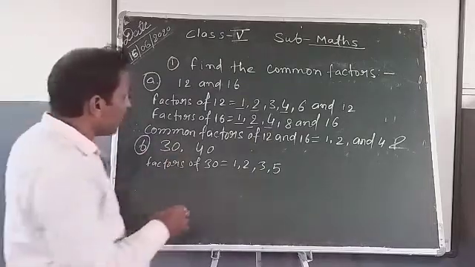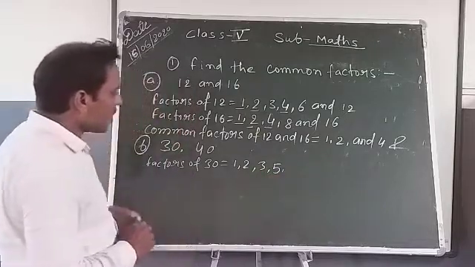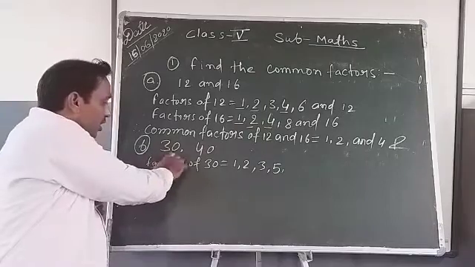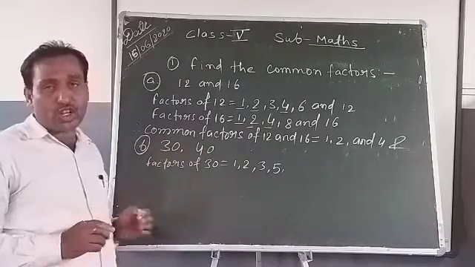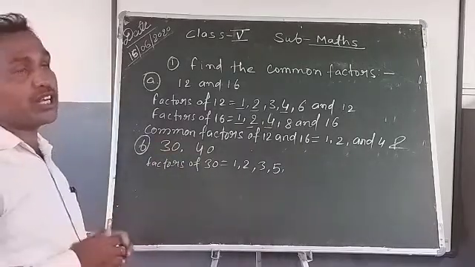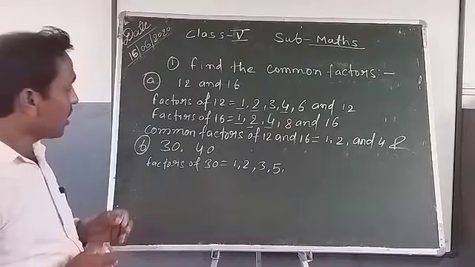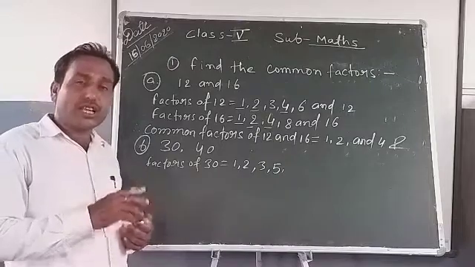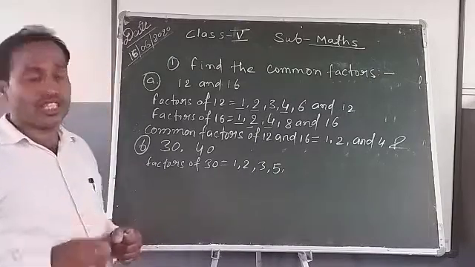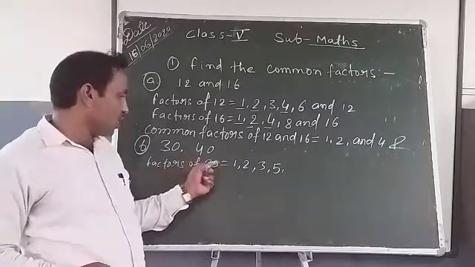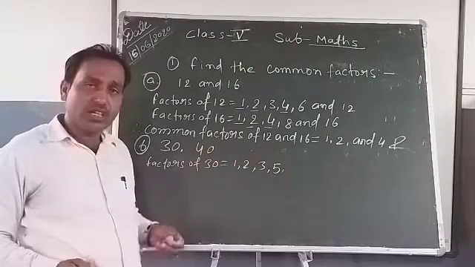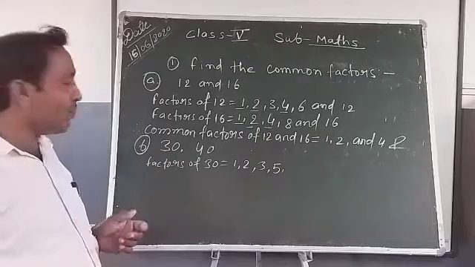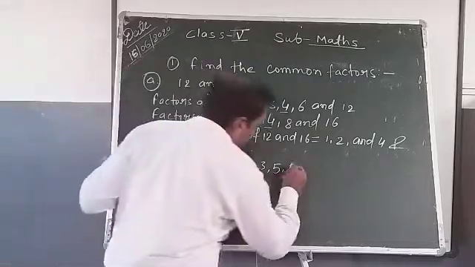Now I am checking the factors of 6. It means, is 30 divisible by 6 or not? There is one more rule, the divisibility rule of 6: any number divisible by 2 and 3 is also divisible by 6. So you see here, in the factors of 30 I have already written 2 and 3. Then 6 is also a factor of 30. So you write here 6.